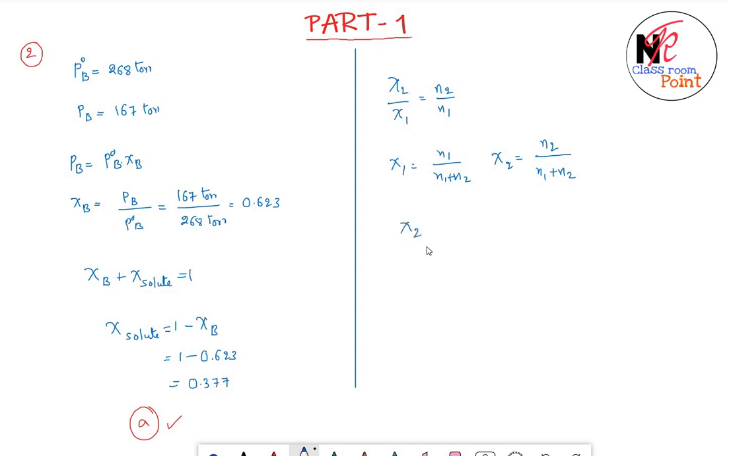Now let us take x2 by x1. If we divide like this, we get n2 by n1 plus n2 into n1 plus n2 divided by n1. So these terms get cancelled, and the ratio of the mole fractions is always equal to the ratio of their number of moles. So this is the reason why N2 is equal to this value. The mole fraction is equal to the number of moles of that particular solute, that is 0.377.